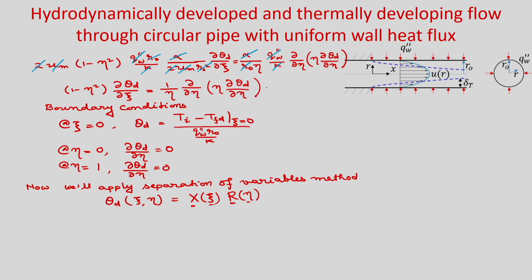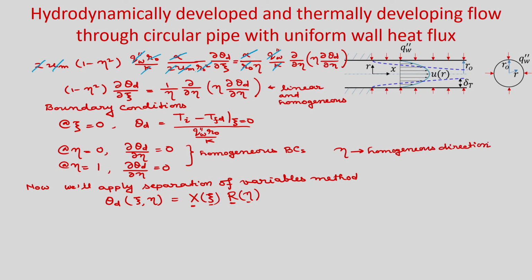So, you can see our governing equation, this equation is linear and homogeneous, and in the eta direction you have homogeneous boundary conditions. Okay. That means eta is your homogeneous direction. So, eta is your homogeneous direction. Okay. So, we can use separation of variables and we are writing the solution theta d as the product of two individual solutions x and r, where x is a function of zeta only and r is a function of eta only.